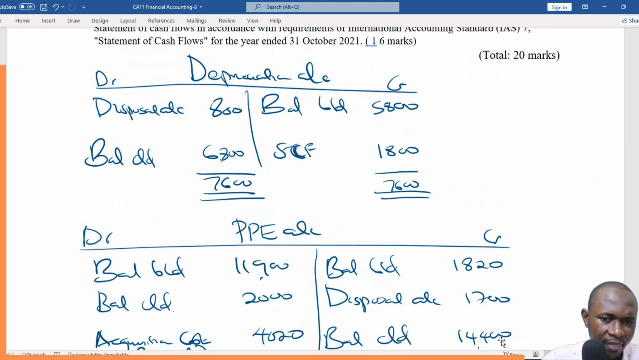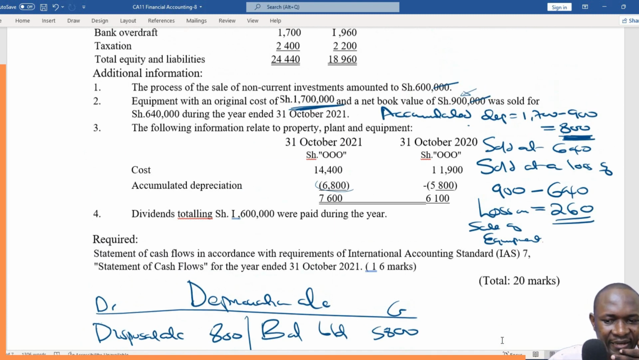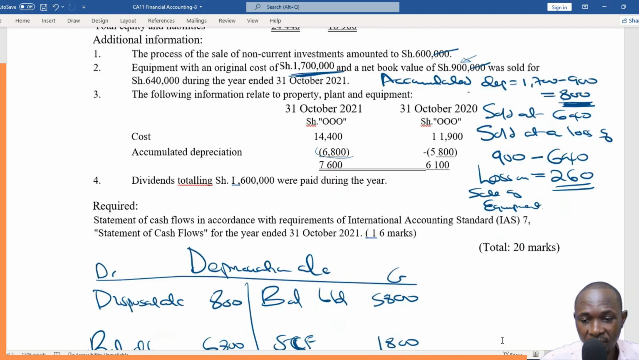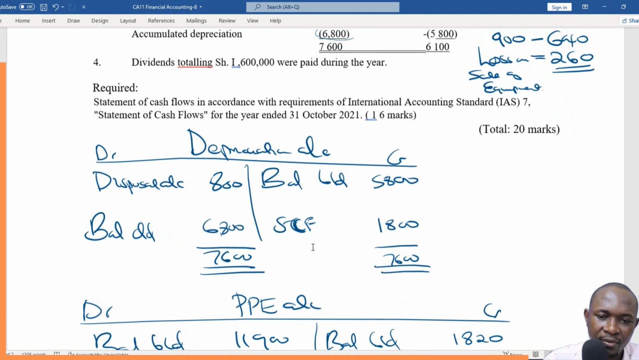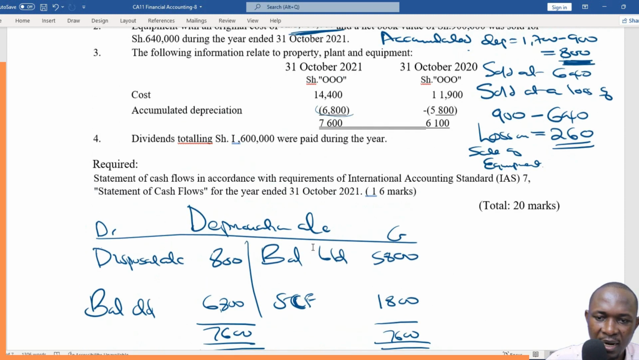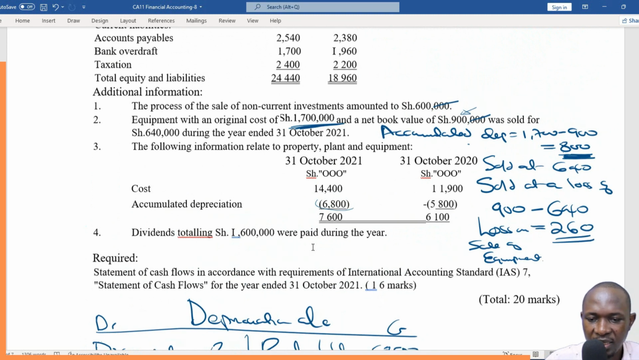Okay, so then let's move to the next item. I think we are done with that. So let's look at the next item. Dividends totaling 1.6 were paid during the year. Now that we've been given, that is straightforward.